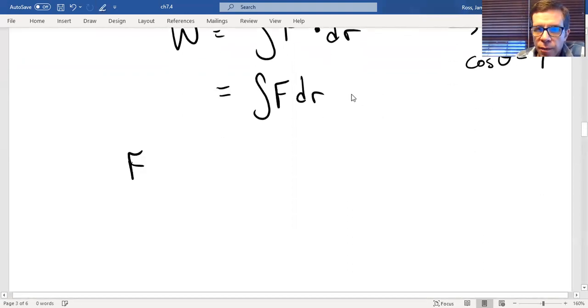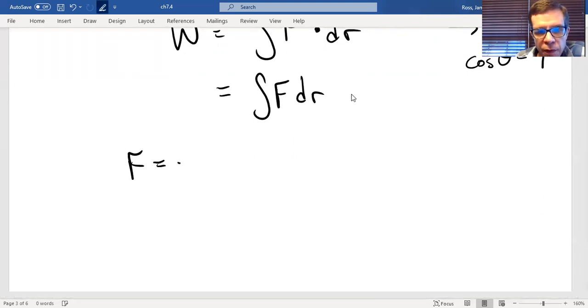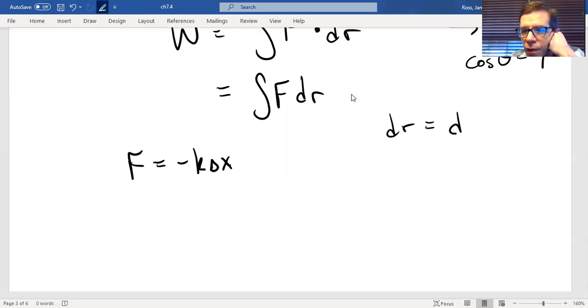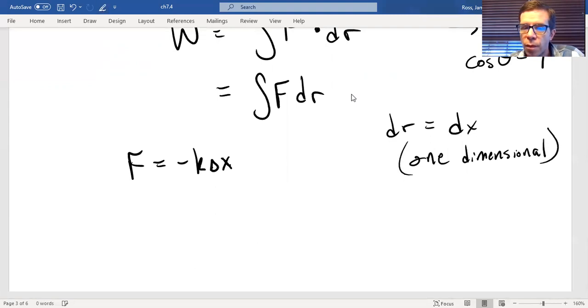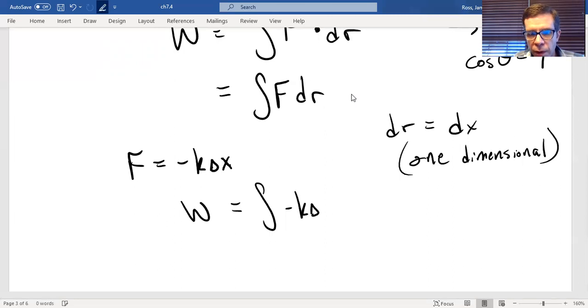What does F look like? Well, F, we said, was minus k delta x, where x is your displacement. What does dr look like? dr in this case is just dx because it's one-dimensional. So our work then is equal to the integral of minus k delta x.